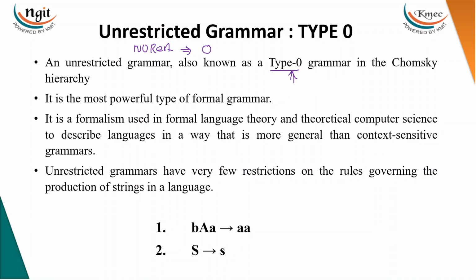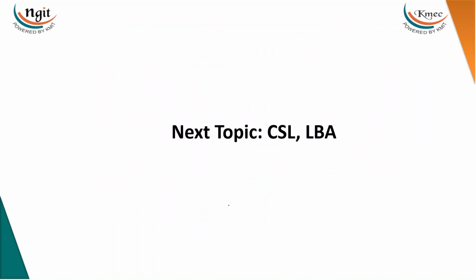So it is a formalism used in formal language theory and theoretical computer science to describe languages in a way that is more general than context sensitive. So it is giving more flexibility so that we can represent many languages. So unrestricted grammar has very few restrictions on the rules governing the productions of strings in the language. Not few actually, we don't have any restrictions generally. The only restriction we have is that the left hand side should have at least one non-terminal. So that's the only restriction we are following here, right? So in the last video of ALC we'll discuss context sensitive languages and its machine, that is linear bounded automata.